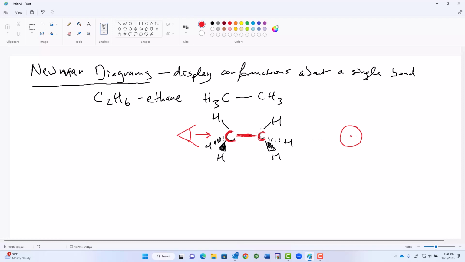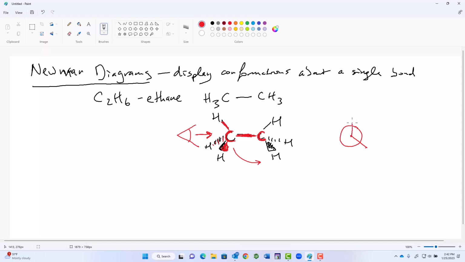That point represents this bond here, the C directly on top of another C. And then what we would see if we look in this direction is an H pointing directly up, an H pointing towards us, and an H pointing away from us. Now I'm rotating this this way, so that means the H that is coming out of the board will be on the right.